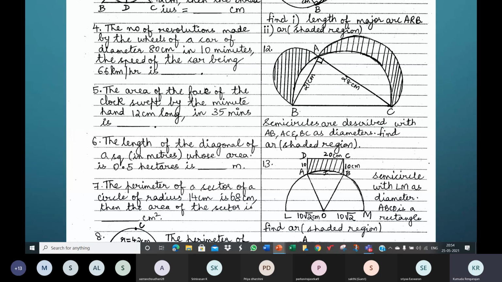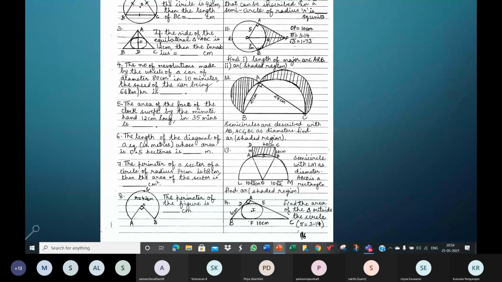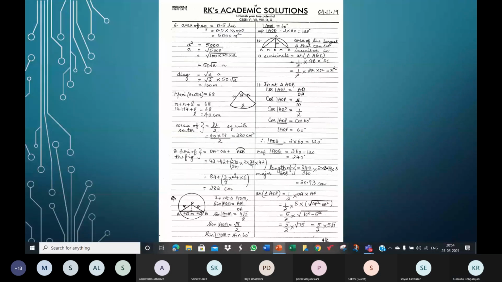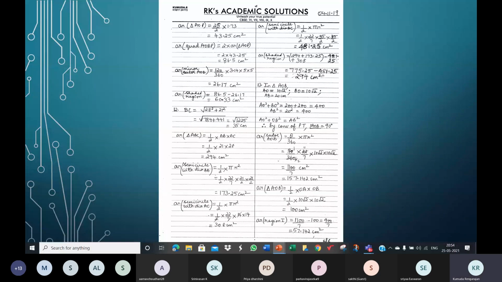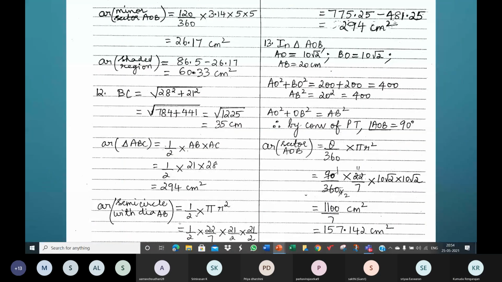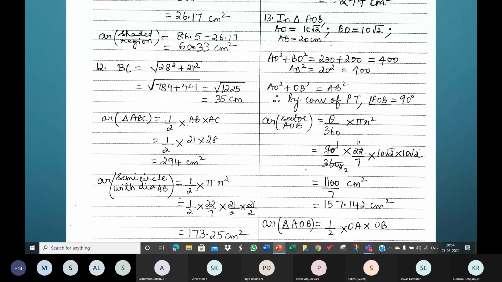What's the answer for the 12th one, children? What's the area of the shaded region? 442.85. Please come again. 290. Okay, 294, ma'am. Okay, let's just see. So here we have, is BC 35? Did we all get BC 35? Yes, ma'am. Area of the triangle, half base into height, 294 centimeters square.